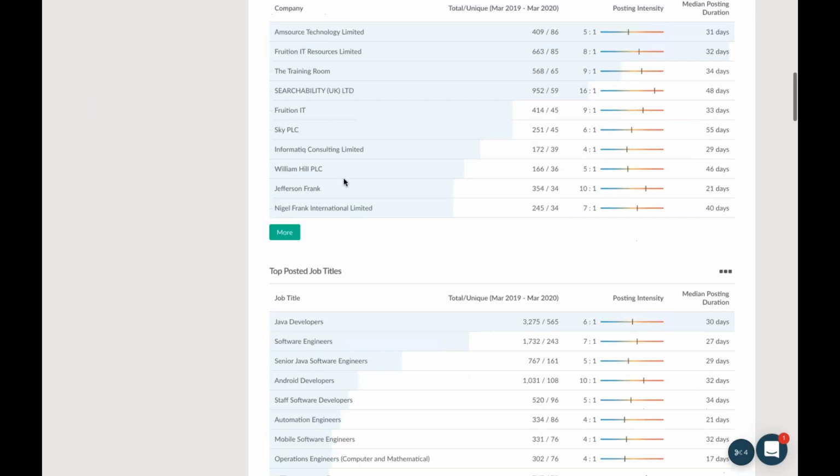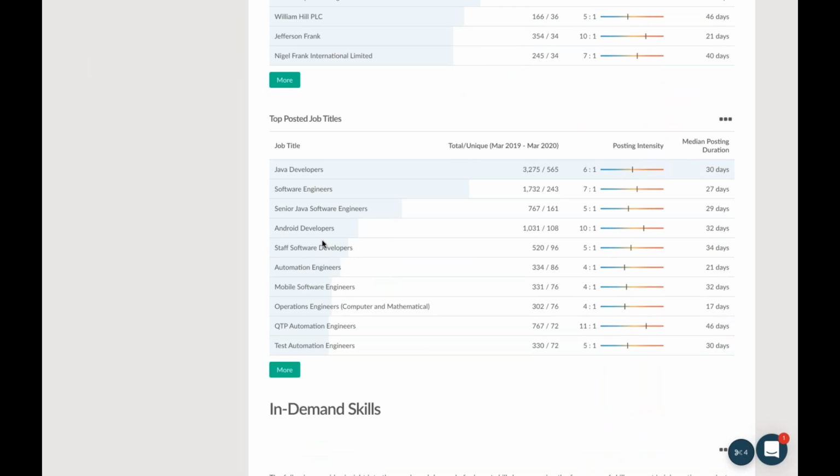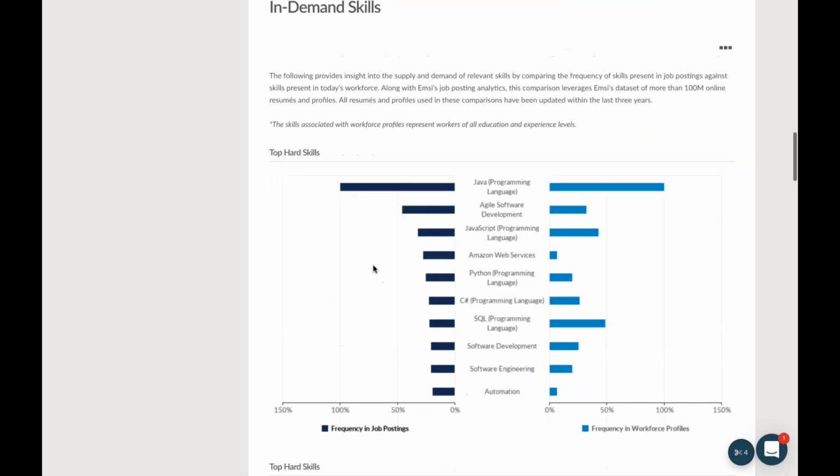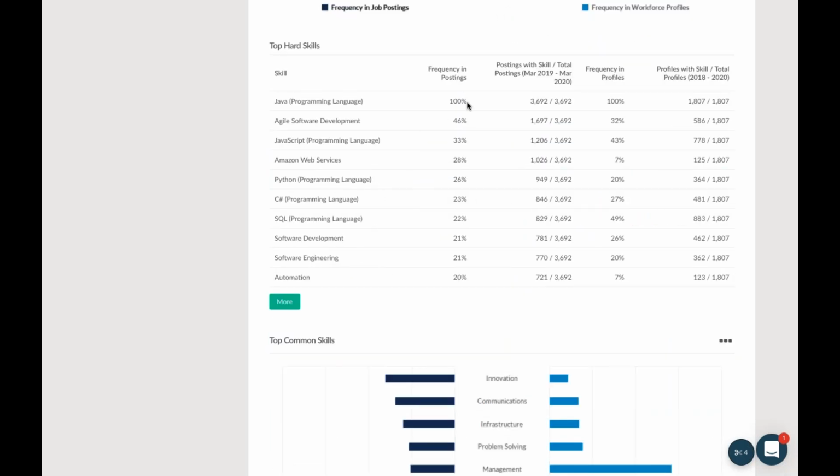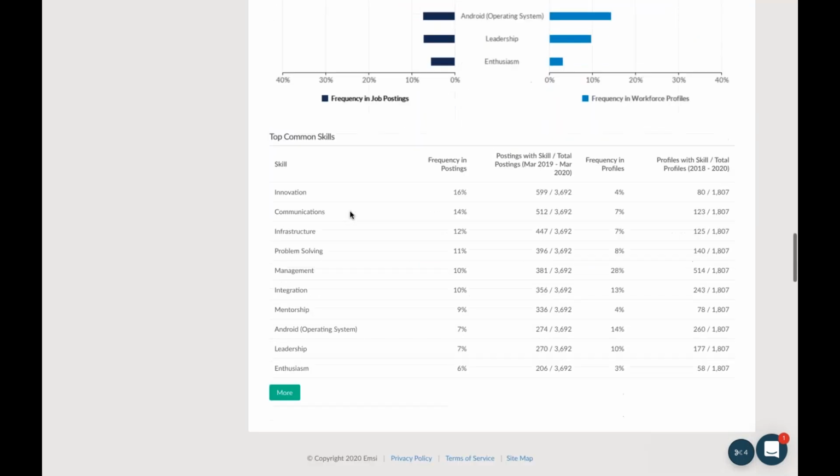Again, the companies are hiring, and we can see the types of job title which are mentioning that skill. Then, to get down into the hard skills and see clearly how this works, Java is 100% because that's what we've searched for. But we can see the other clusters of skills which appear around this: JavaScript programming language, agile software, Amazon Web Services, Python, and others. So you can start to see other skills which are important in that same cluster as the programming language Java. And again, we can then look at the common skills.